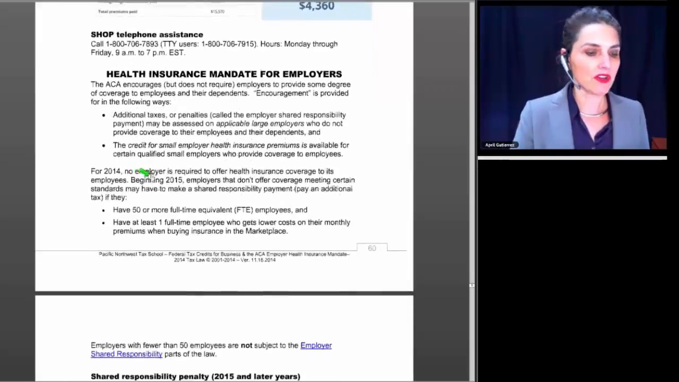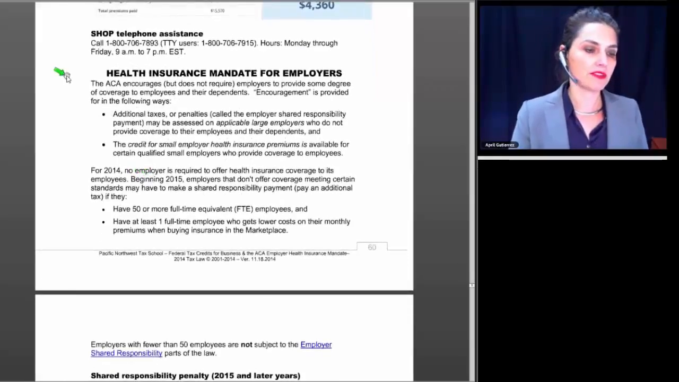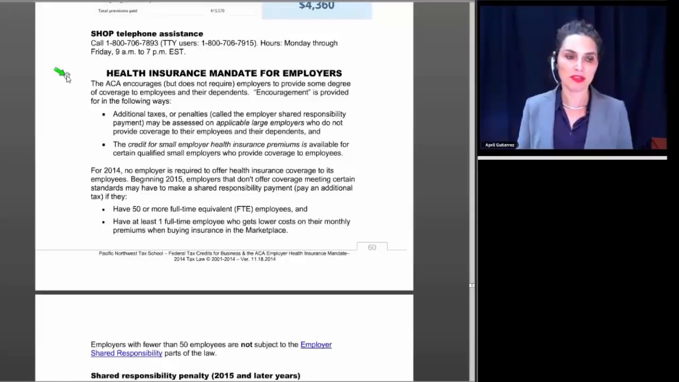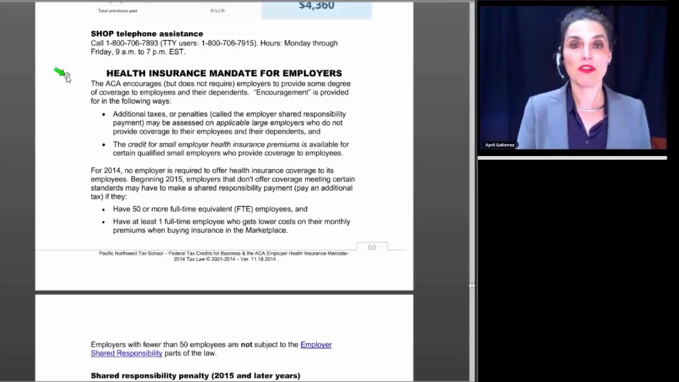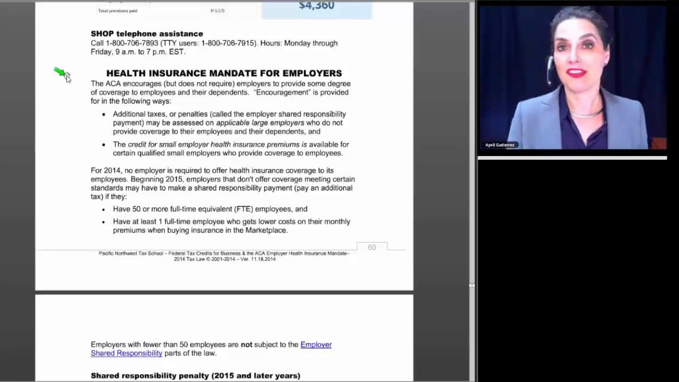So now we're going to move on and talk a little bit about the health insurance mandate for employers. This is not a credit, and in fact, any employer affected by the health insurance mandate would automatically not be eligible for the credit. So they're really related and not related.